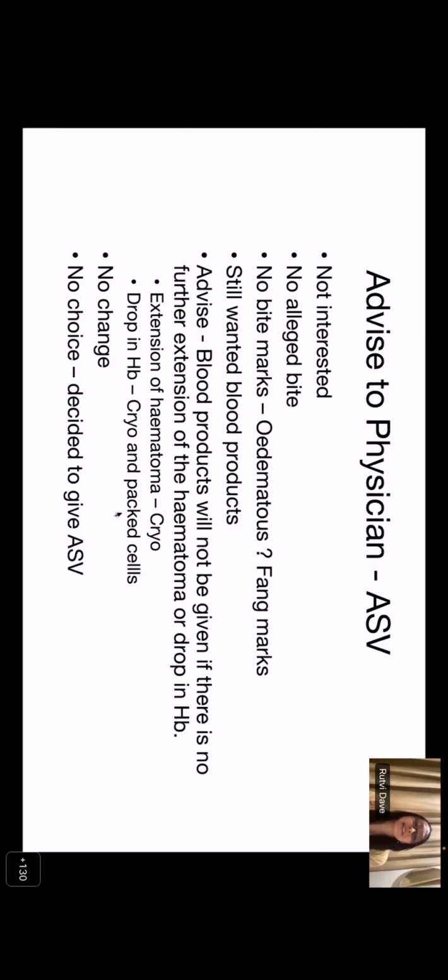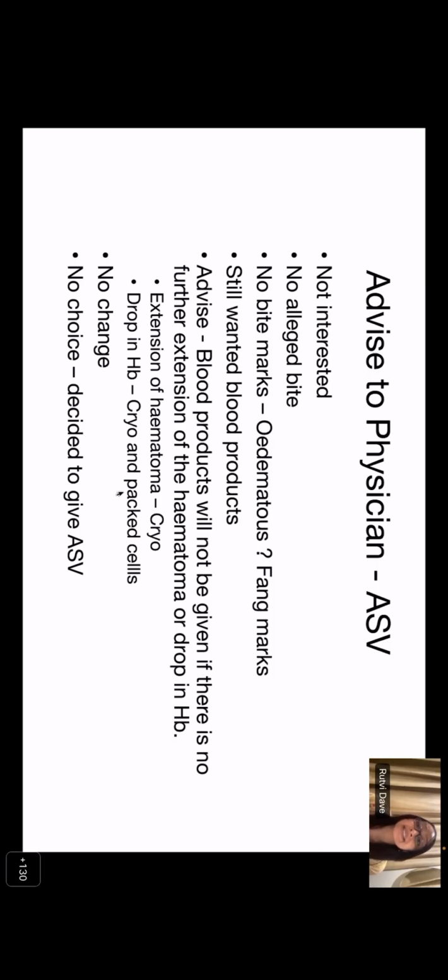But to the misfortune of the physician, neither the hematoma extended nor was there any drop in hemoglobin. The patient kept happily wandering about the ward with the huge hematoma which was already there. There was no change in the size of hematoma. So finally, after 2 days, the physician had no choice but to listen to us.